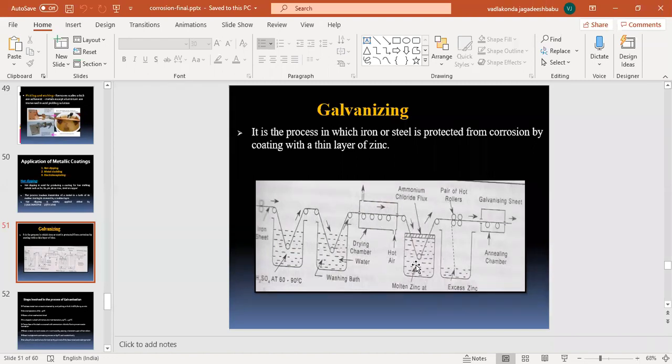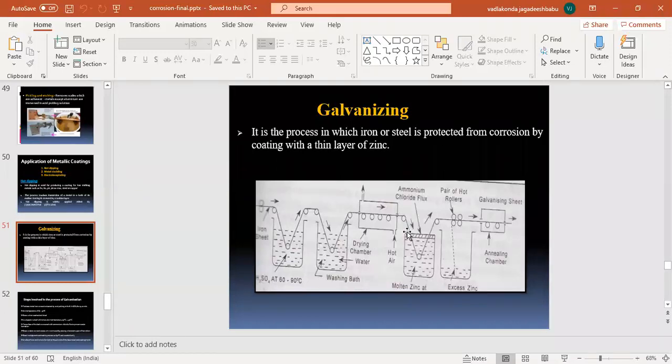That dried sheet will now be dipped in the molten zinc bath. This container holds liquid zinc at a temperature of 425 to 430 degrees centigrade. At that temperature zinc is available in liquid form, and the sheet is dipped in that zinc bath so that one layer of zinc sticks on the surface of the iron sheet, on both sides of the steel sheet.